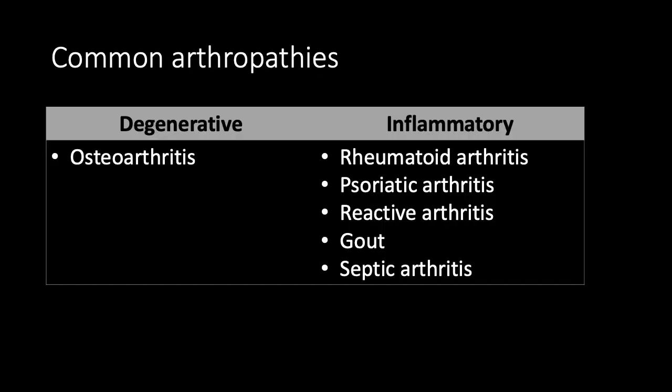Some common arthropathies that we will cover in this lecture are divided into degenerative versus inflammatory. Under the degenerative category, we will cover osteoarthritis, and under the inflammatory category, we will look at rheumatoid, psoriatic, reactive, and septic arthritis, as well as gout.